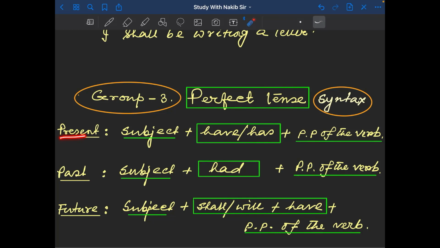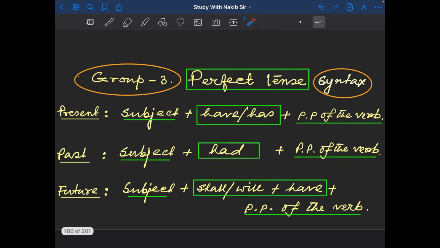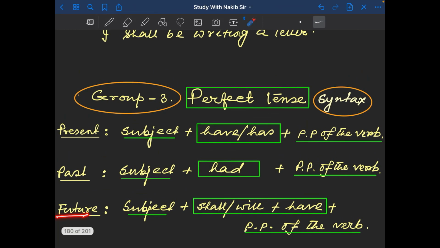See, present perfect tense: subject plus have or has plus past participle of the verb. Past perfect tense: subject plus had plus past participle of the verb. And future perfect tense: subject plus shall or will plus have plus past participle of the verb. Read this way again and again, and it will be kept in your memory forever.